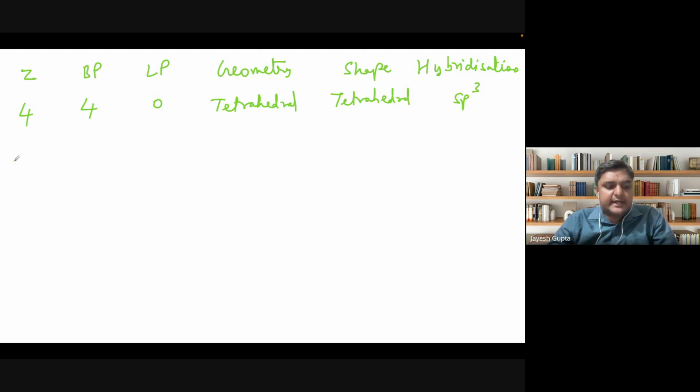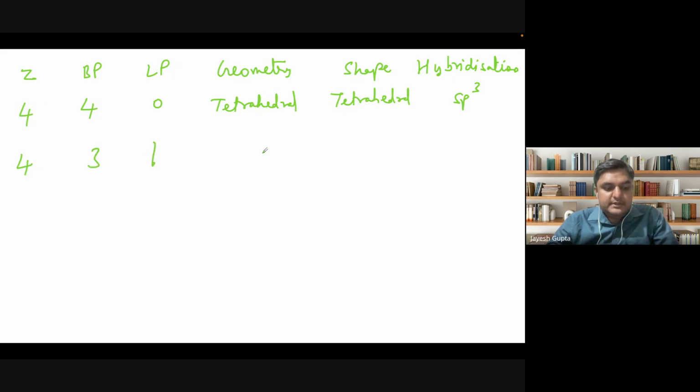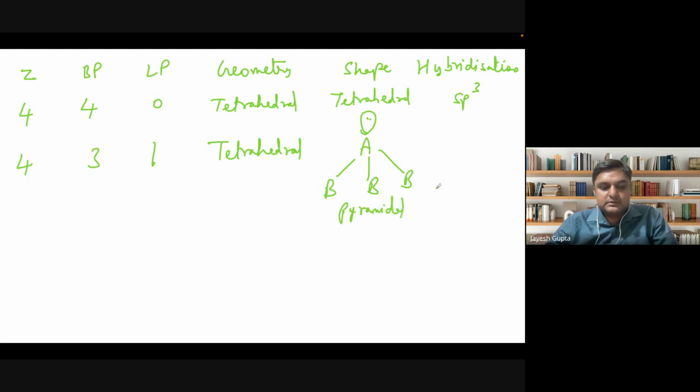Now we will increase the lone pair one at a time. So here the bond pair will be 3 and the lone pair will be 1. Geometry is tetrahedral. With one lone pair, it will look like this: A is bonded with B, and here you have a lone pair. So with one lone pair, the shape will be pyramidal and the hybridization will be sp3.